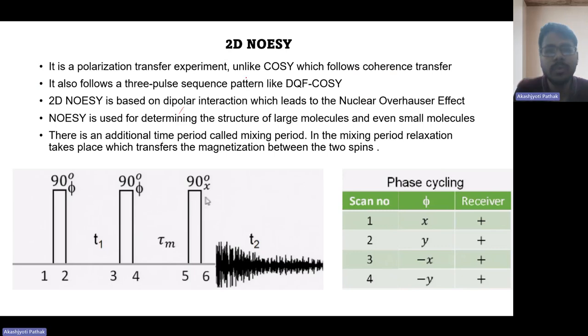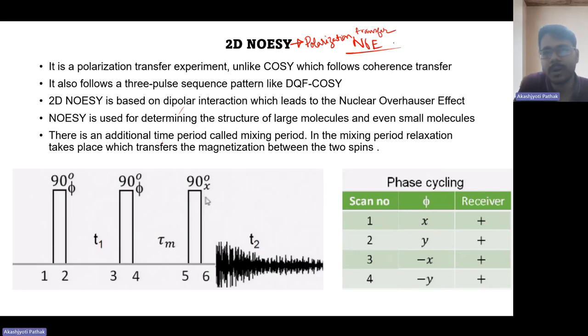Okay, now I will move to the 2D NOESY experiment, two-dimensional nuclear Overhauser effect spectroscopy. You have already learned the NOE technique, and I had also discussed it in detail. But this 2D NOESY experiment is similar. The main difference between a NOESY and a COSY experiment is that NOESY is a polarization transfer experiment.